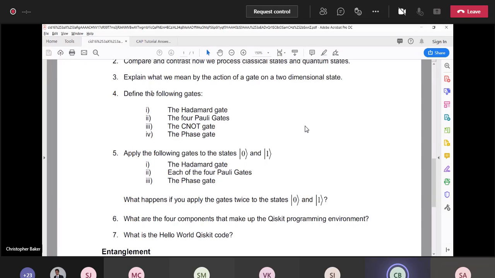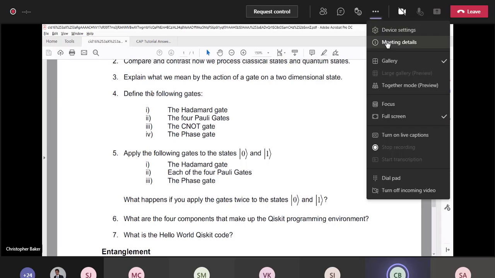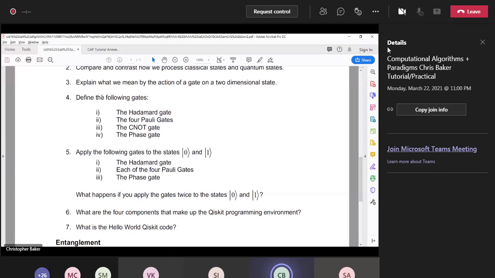So once done that, I've about 5 minutes left to try and do 6 and 7. What are the 4 components that make up the Qiskit programming environment, and how can you write Hello World using Qiskit?